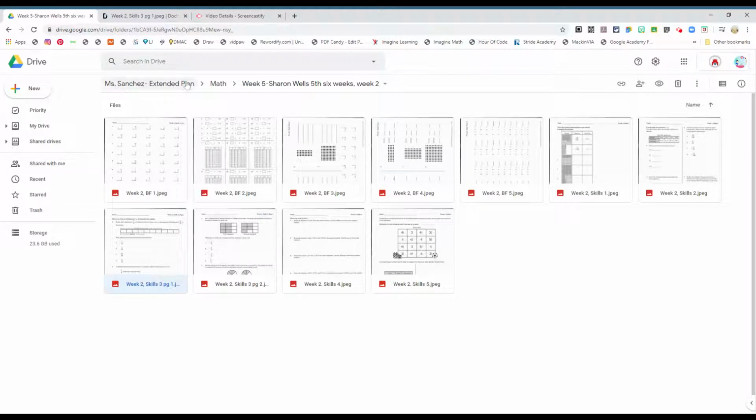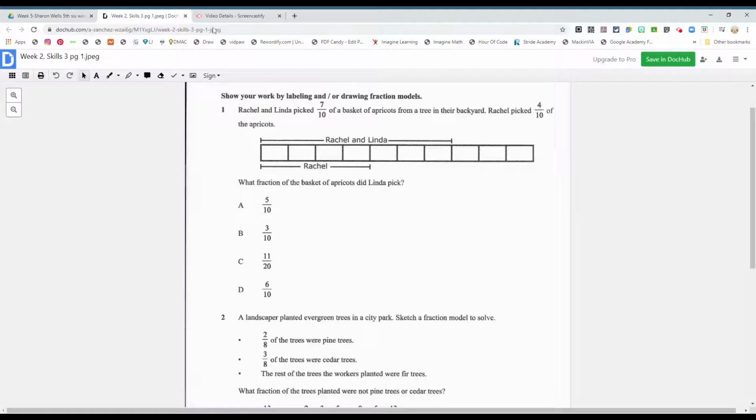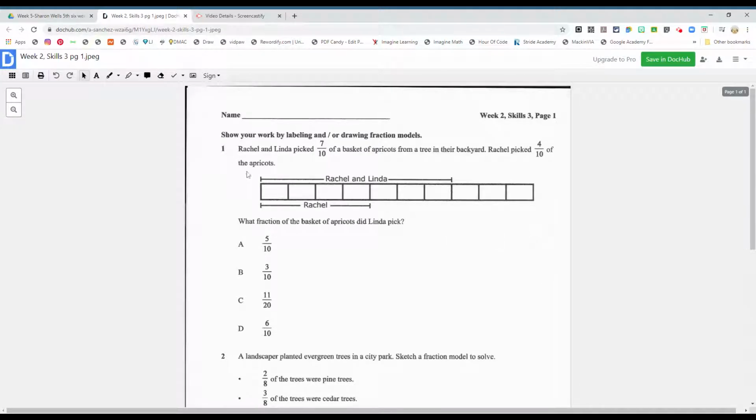Boys and girls, let's continue with math, please. We're doing week 2, skills 3, please, boys and girls. And you can bring it up in your Doc Hub app. Okay, let's see what it says.